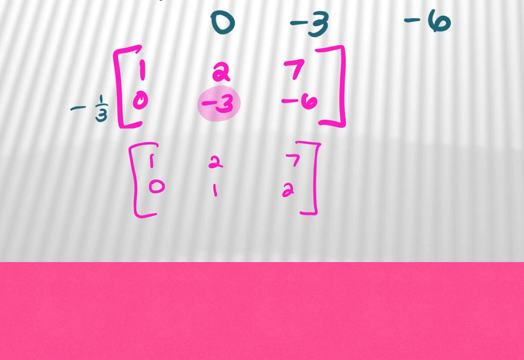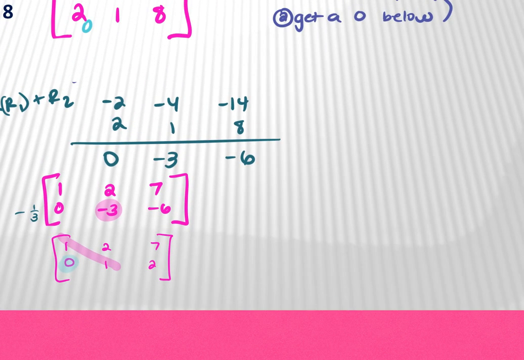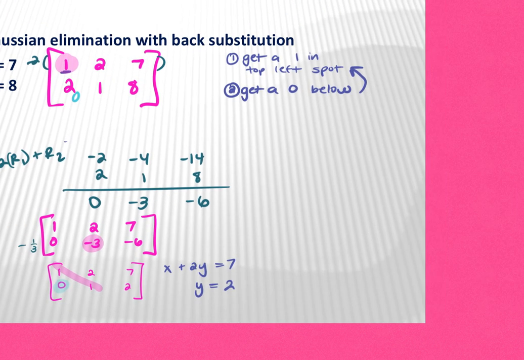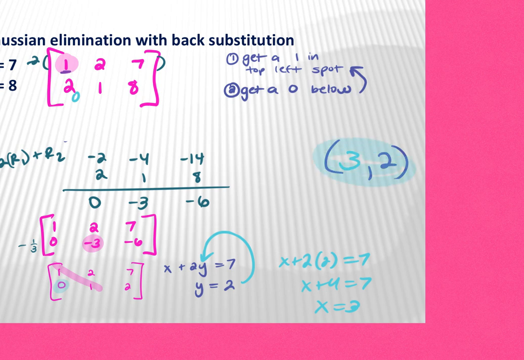Okay, so now is this in row echelon? Yes, I have my diagonal of 1s. I have my 0 below. So from here, I'm going to put this into equation form. What's my first row? X plus 2y equals 7. What's my bottom row? Y equals 2. I already know y. Then I'm going to take the 2 and plug it in. X plus 2 times 2 equals 7. And x equals 3. Oh, that's a 3. You can barely see it.